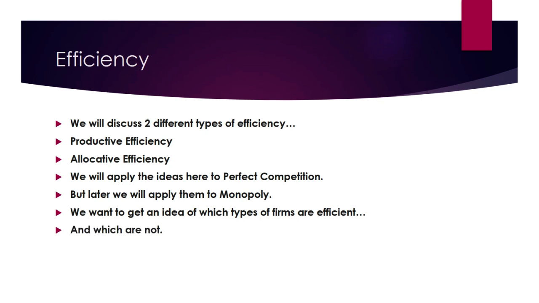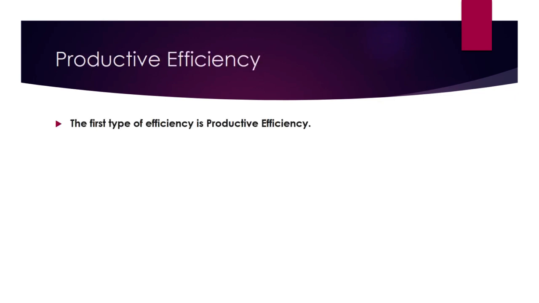So remember, we've been working with this spectrum of market structures that goes from perfect competition to monopoly. And what we're going to see is that not every one of those types of firms are efficient in both of these senses. So let's get started. We're going to start by talking about productive efficiency. Now, when we talk about productive efficiency, we're asking if the firm operates at the lowest average total cost possible. So, do they operate at the lowest average total cost possible?